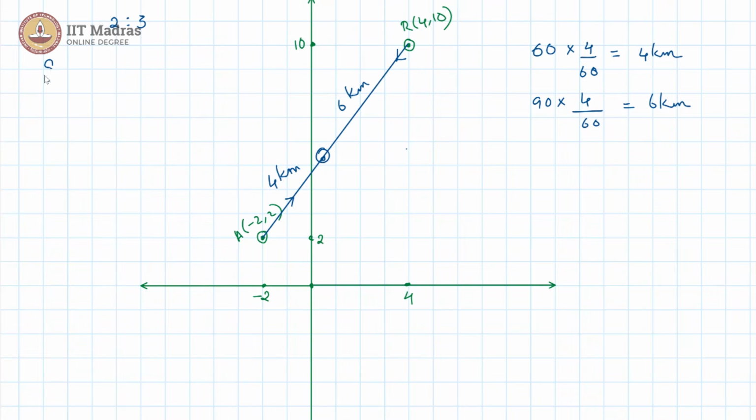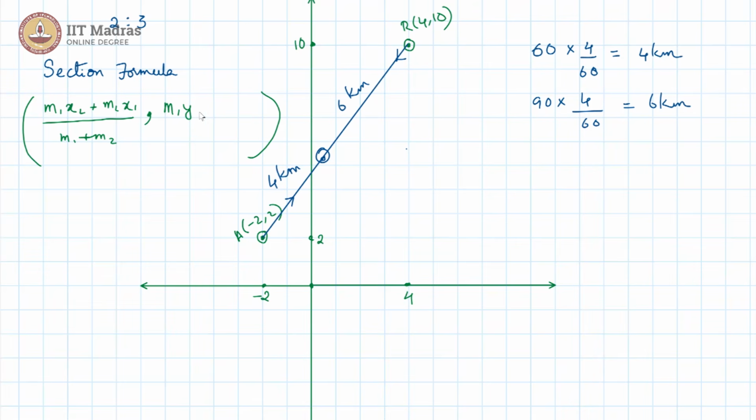So we now apply the section formula, which is m1 x2 plus m2 x1 divided by m1 plus m2. This will be the x coordinate of that point, and m1 y2 plus m2 y1 divided by m1 plus m2. This will be the y coordinate of that point. So let's call this point B. So this is the formula for B.